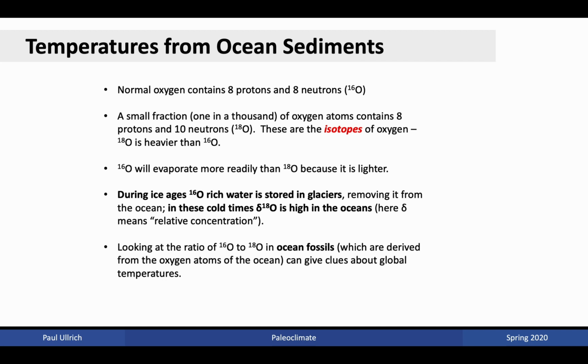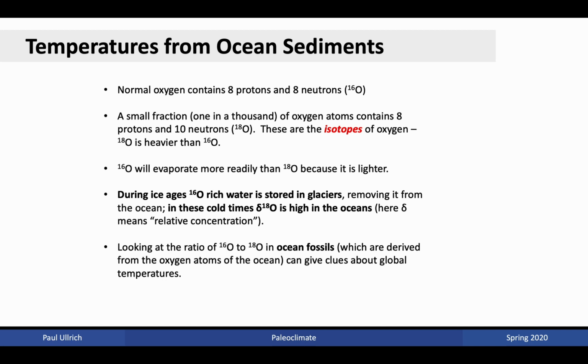During the ice ages, this 16O rich water is typically stored in glaciers. Namely, because the 16O rich water evaporates more readily into the atmosphere, it can then lead to precipitation in colder regions, and thus is the major contributor to accumulation in our global ice sheets. However, if that 16O water is trapped within the cryosphere, this removes it from the ocean and increases the concentration of 18O in the oceans. It is in these cold times that delta 18O is high in the oceans.